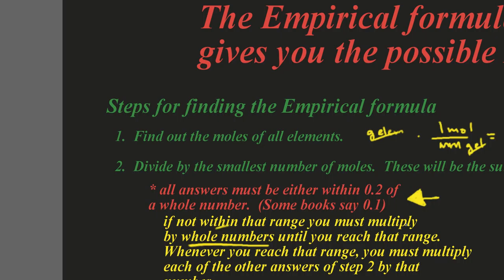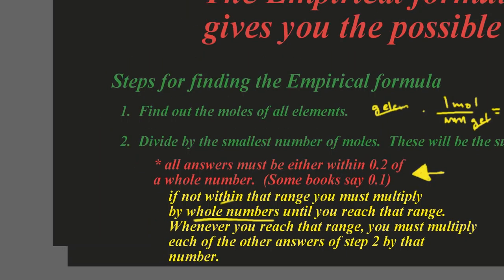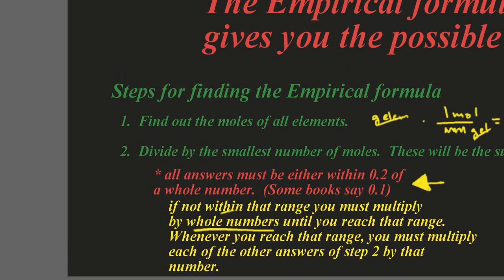Okay? If you're not within that range, what you have to do is multiply by whole numbers until you reach that range. For instance, if I had 2.3, that's clearly outside either the 0.1 or 0.2 range. I would need to multiply that by 2, which would give me 4.6. That wouldn't work. But if I did it times 3, I would get 6.9, which is within plus or minus 0.1 of 7.